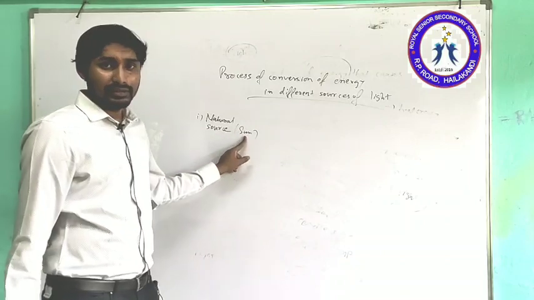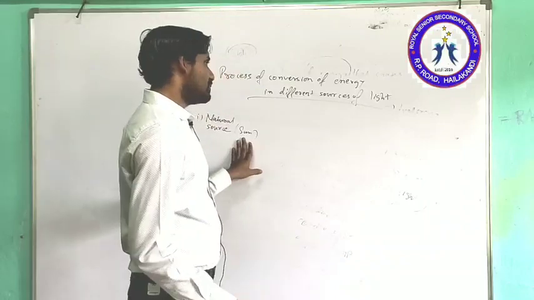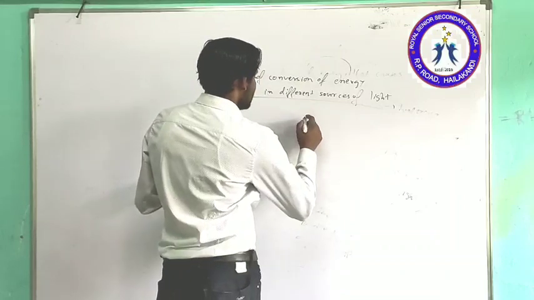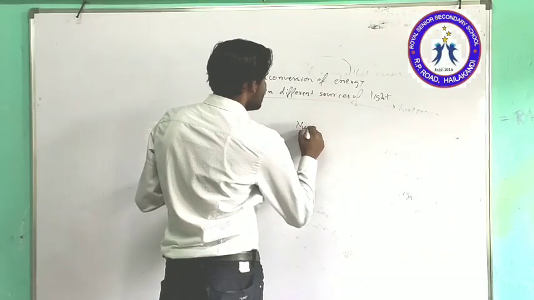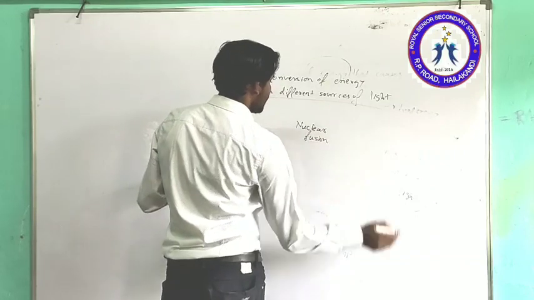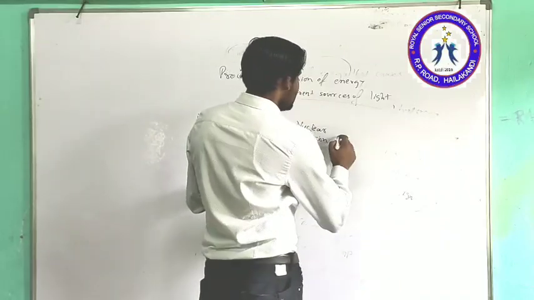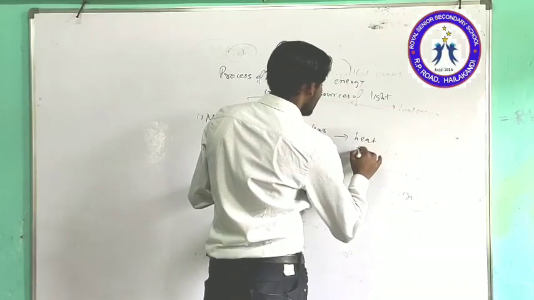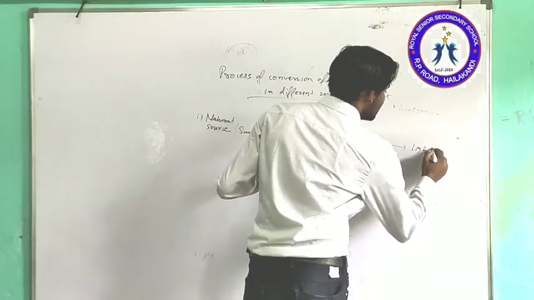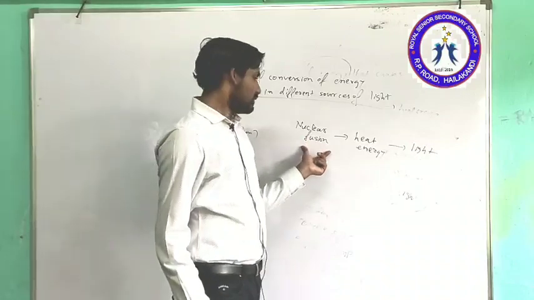A natural source like the sun, specifically the sun or any other stellar objects. So actually light is getting converted from that thing. A nuclear fusion reaction is there, and in that process a large amount of heat energy is released, and after that we are getting light. Heat is getting converted into light. So here, nuclear fusion in the sun, some fusion reaction is going on.